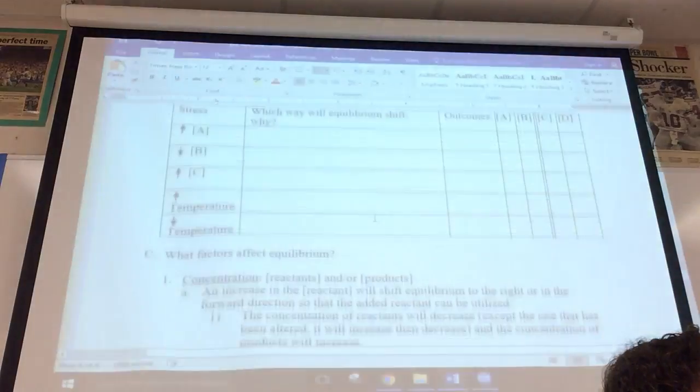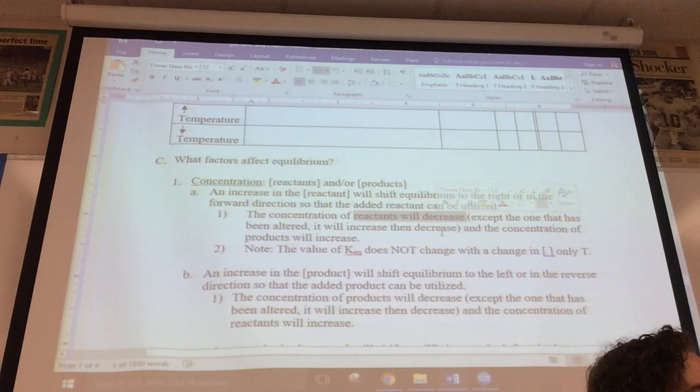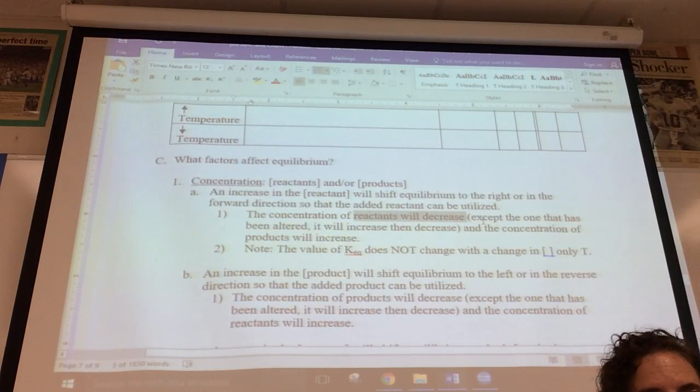In terms of what's in your notes, a lot of this is written out in excruciating detail. A couple points I want to make. We know one factor that affects equilibrium is concentration. When you increase reactant concentration, equilibrium will shift in the forward direction to utilize that particular reactant. We know with the forward shift, reactant concentrations will decrease and product concentrations will increase. Keep in mind one of the reactants will go up and then down.